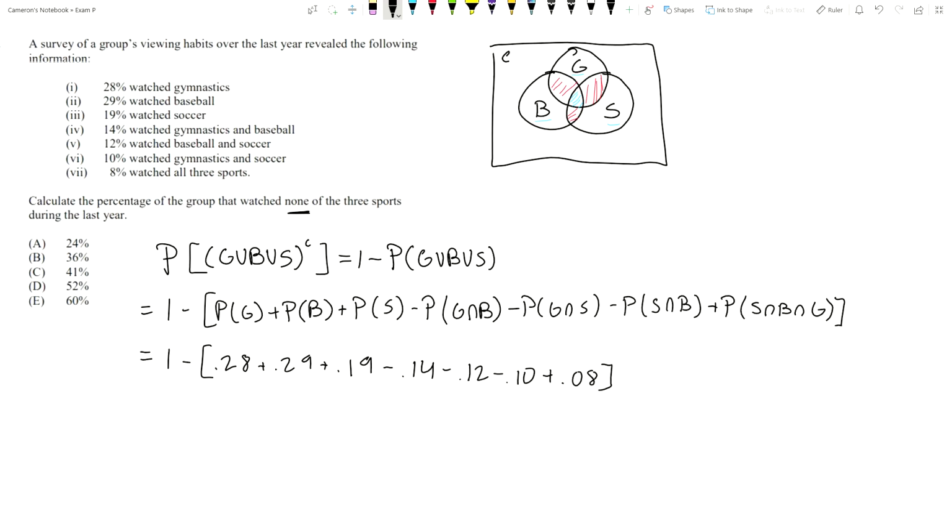So that all sums up to 1 minus 0.48. And that'll give us a percentage of 52. And if you look at D in the answers, that's the one we want.